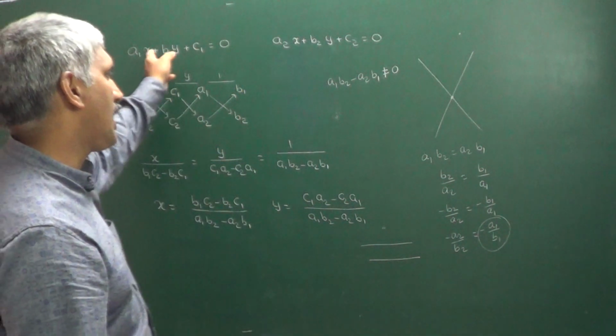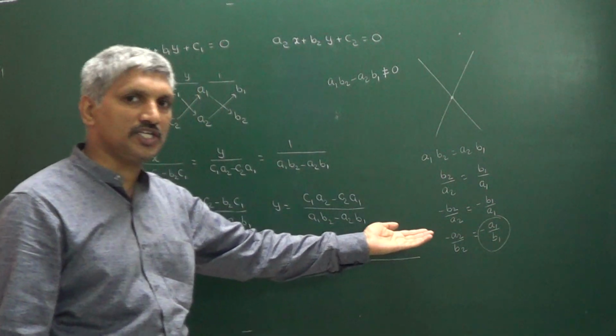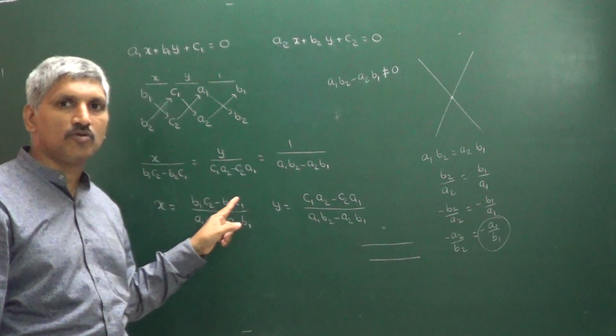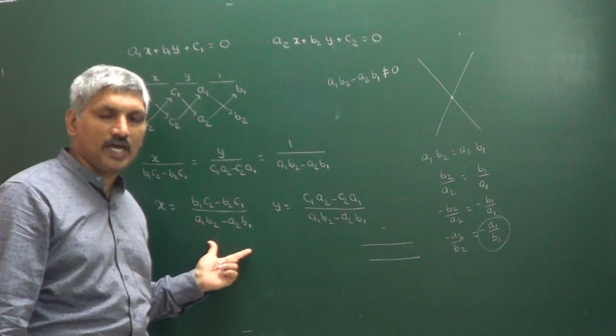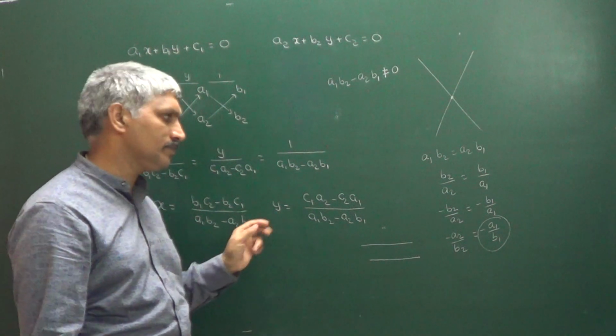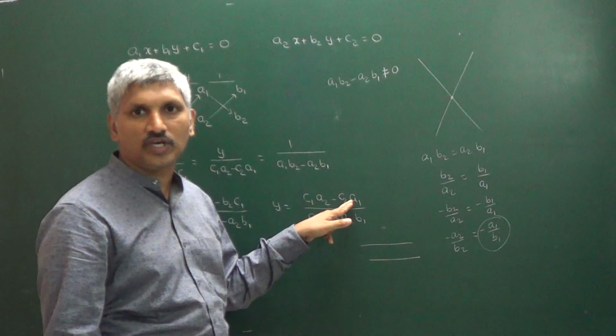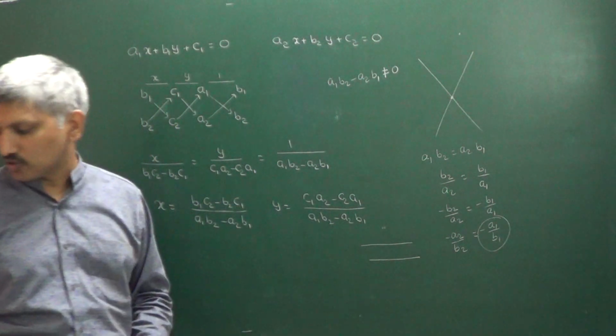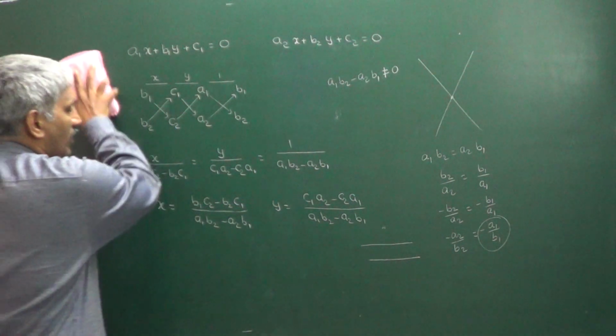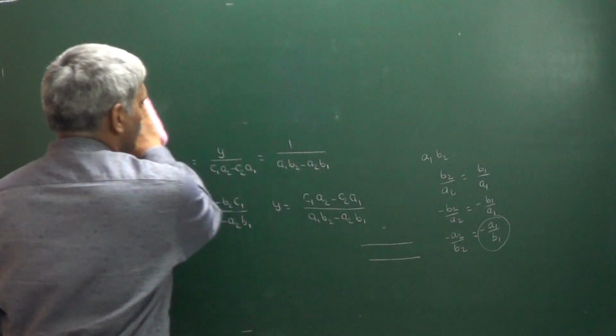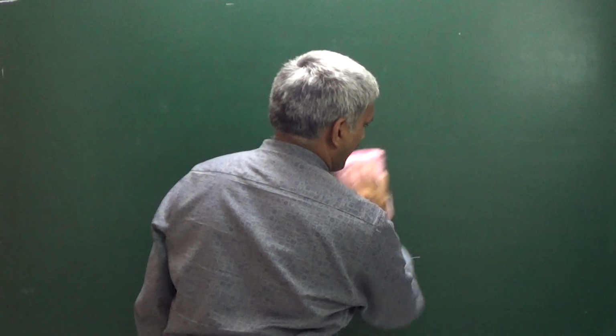So these are two lines. The point of intersection is given by b1 c2 minus b2 c1 by a1 b2 minus a2 b1, c1 a2 minus c2 a1 divided by a1 b2 minus a2 b1. That is the way of finding the point of intersection of two lines.